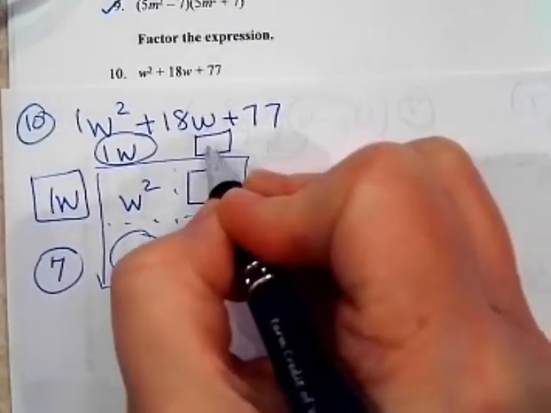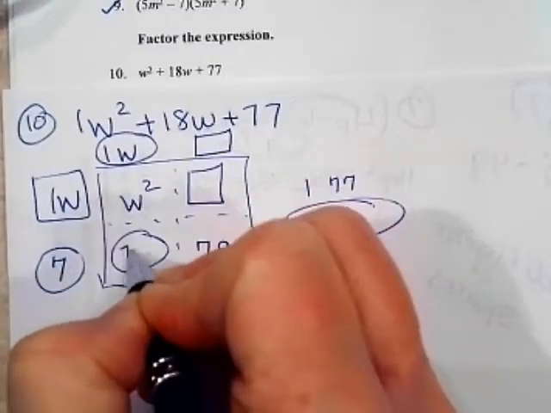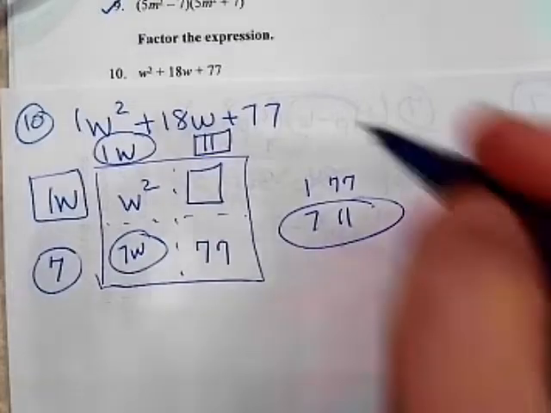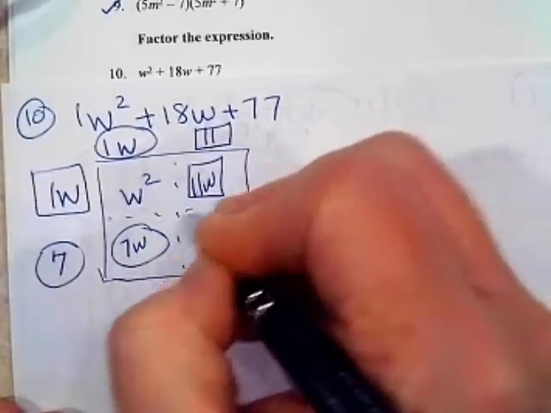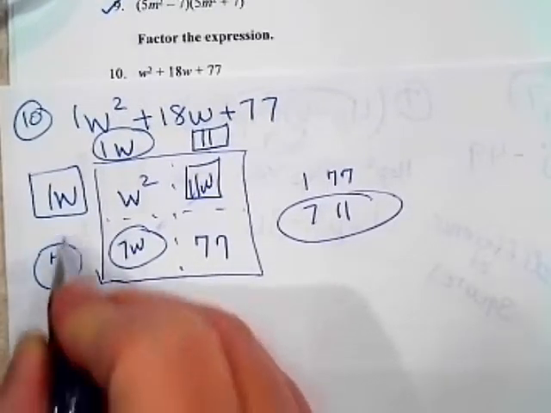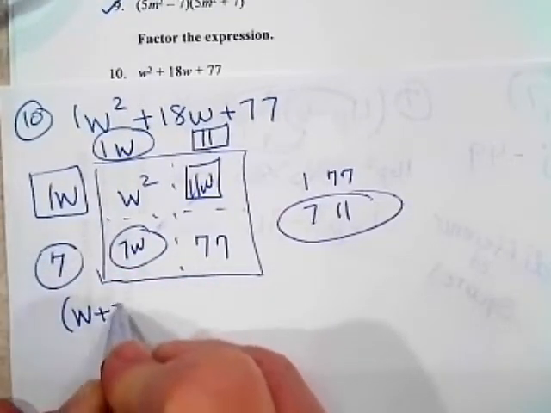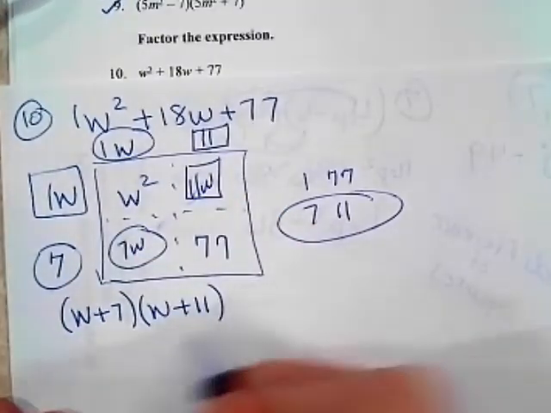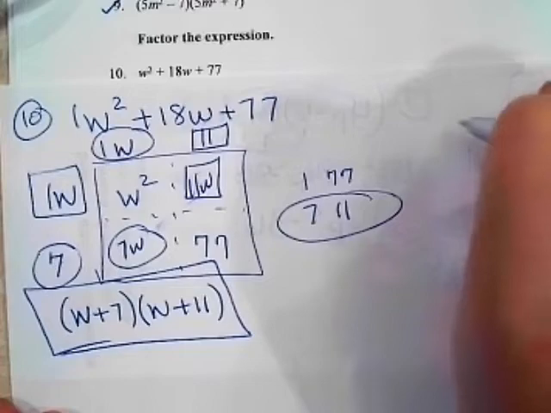So this is going to be 7. 7 times 1w is 7w. And this is the 11. And 11 times 1w is 11w. And together they make 18. So the answer to this one is w plus 7 times w plus 11. This is the answer right there.